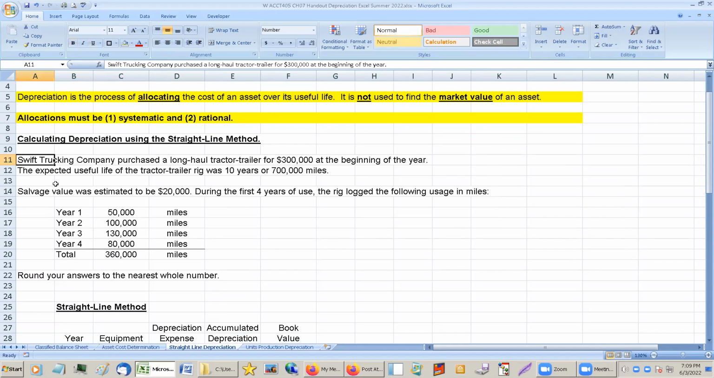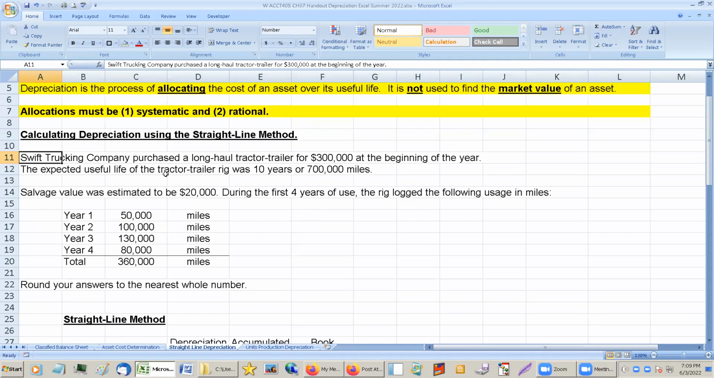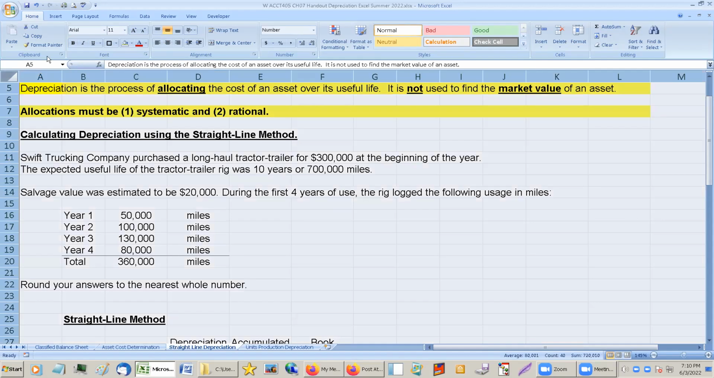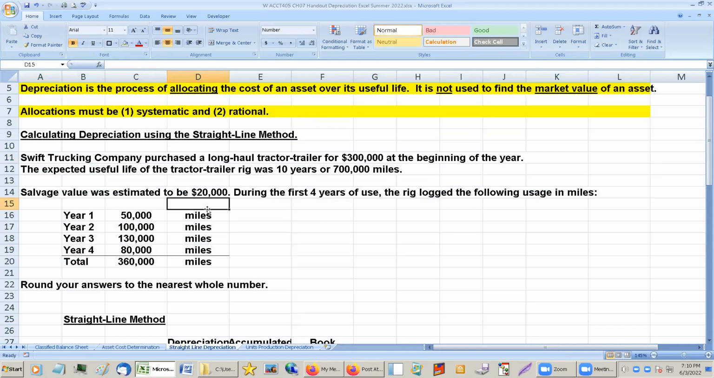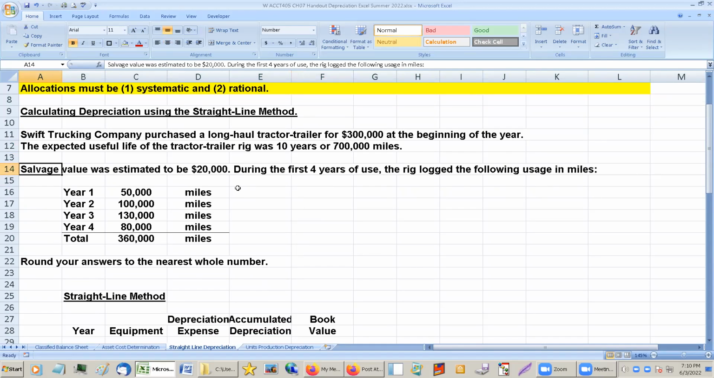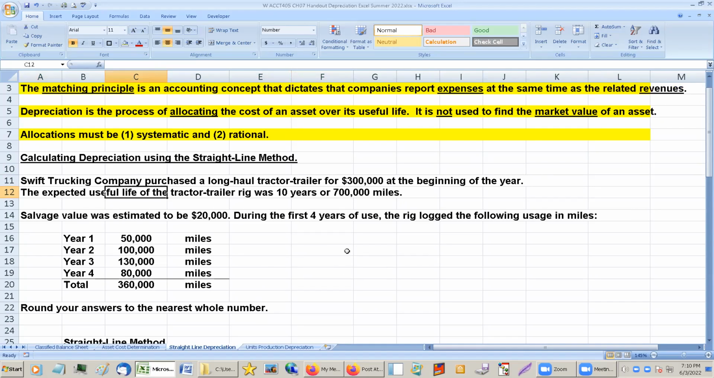So we purchased a long haul trailer. Let me zoom in a little bit here. See it. Okay. Purchased a long haul trailer for $300,000 at the beginning of the year. The expected life of the trailer was 10 years or 70,000 miles. The salvage value is estimated to be 20,000. During the first 4 years, like the following amount. Okay, so here's how we start out with this.